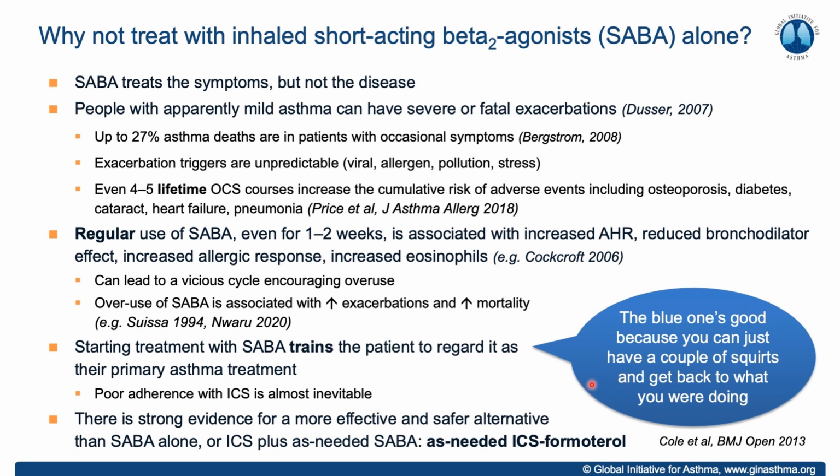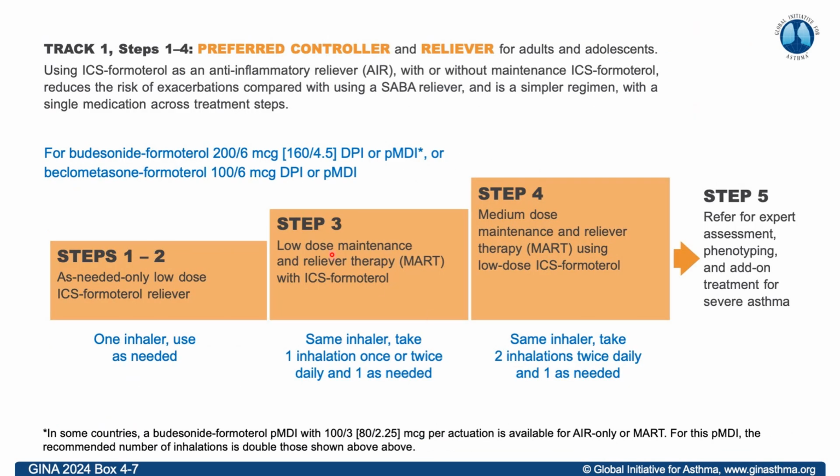But in the end, this patient is not improving, you're just treating symptoms. So what we recommend is ICS-formoterol. This is just a combination of the previous slides, as you have said. This is track 1. The options that we have are budesonide-formoterol, that is 200/6, and beclomethasone, that is 100/6.